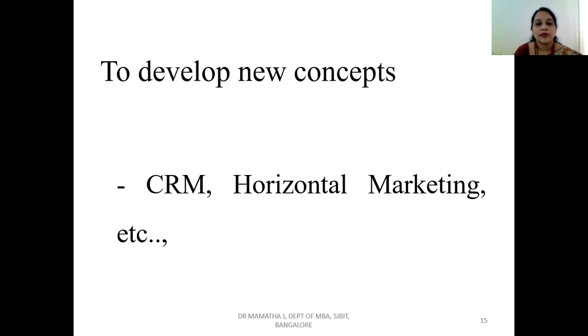Then, to develop new concepts. Every time you speak of what is in trend in the market now, how do you come across that? Some research is going on, and some new concepts are arriving, maybe like customer relationship management, horizontal marketing. These are very new concepts. You can develop your own concept or study the trending topics.